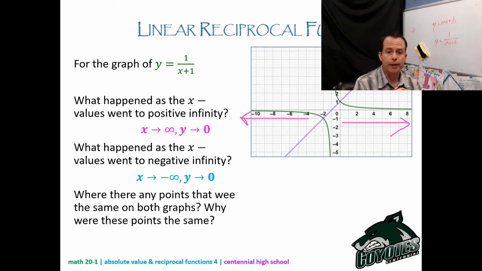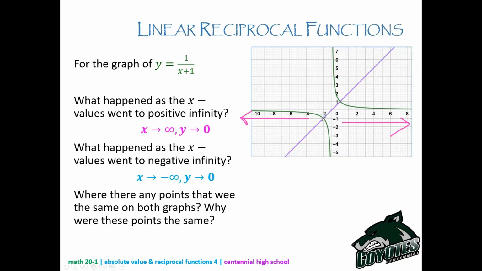Were there any points that were the same on both graphs? What were these points, or why were these points the same? Okay, and we can see actually 2 points that ended up being the same on the graph. I'm just going to hide myself for a second. This point right here and this point right here.